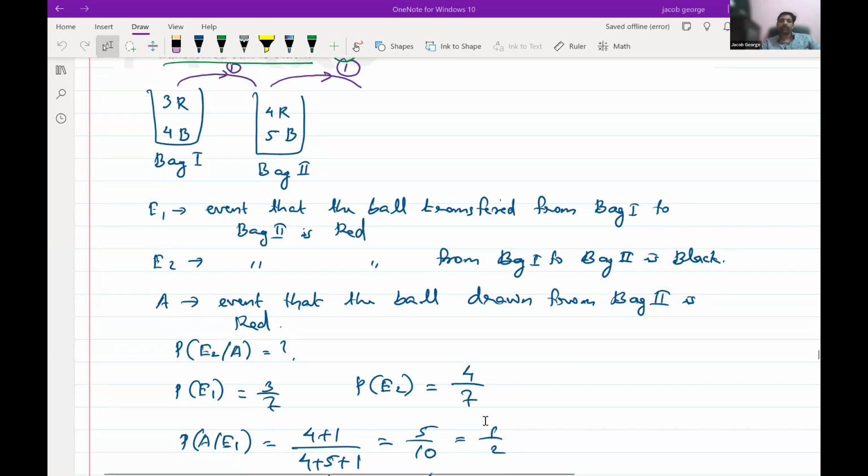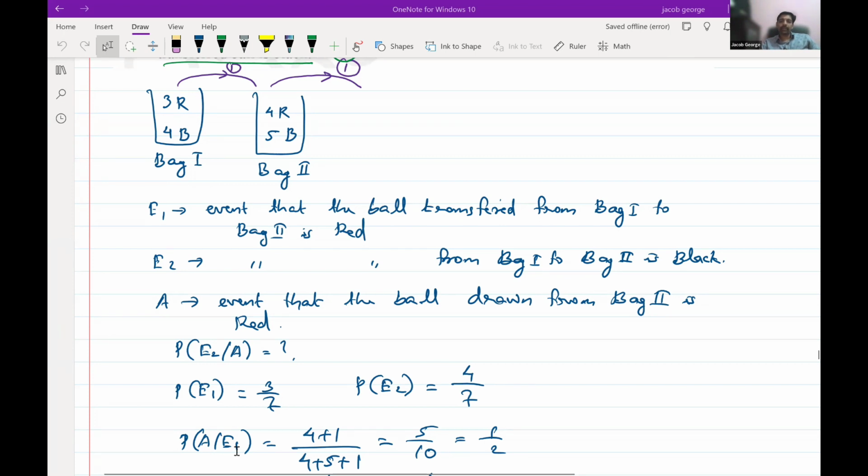Clear? P of E2 means the ball transferred from bag 1 to bag 2 is what color? Black. How many black balls are there in bag 1? 4, right? 4 by 7. So P of E2 is 4 by 7. Clear?